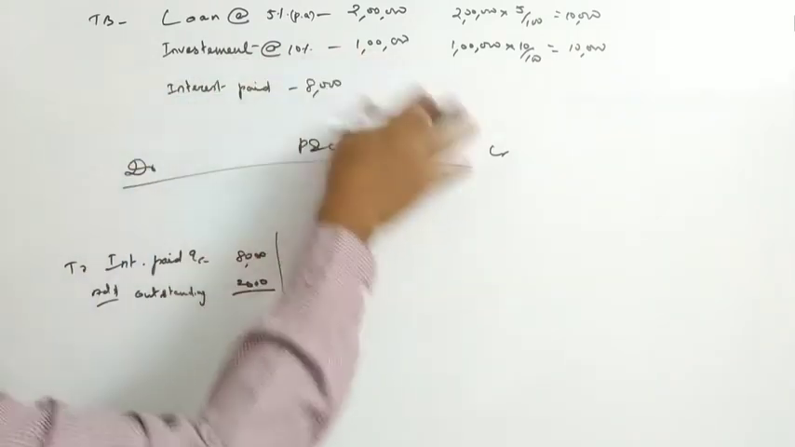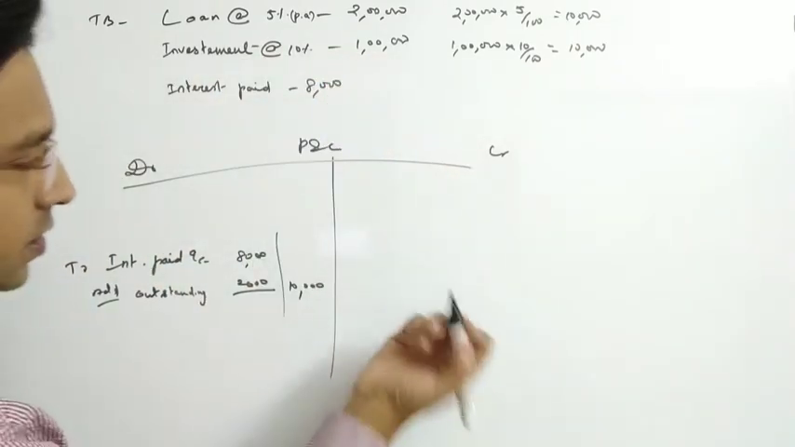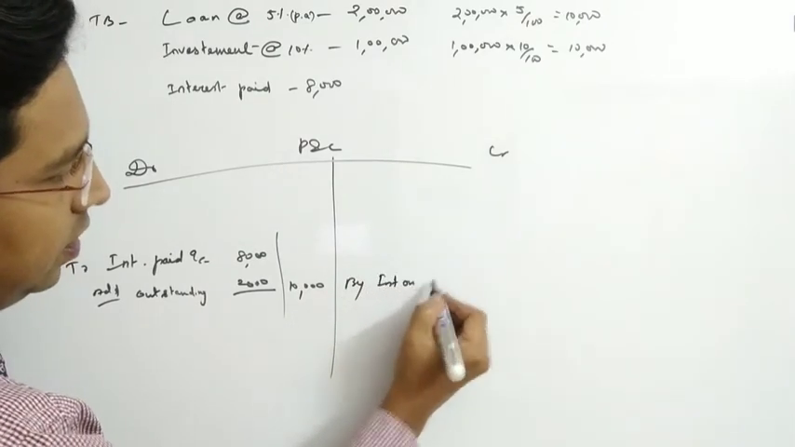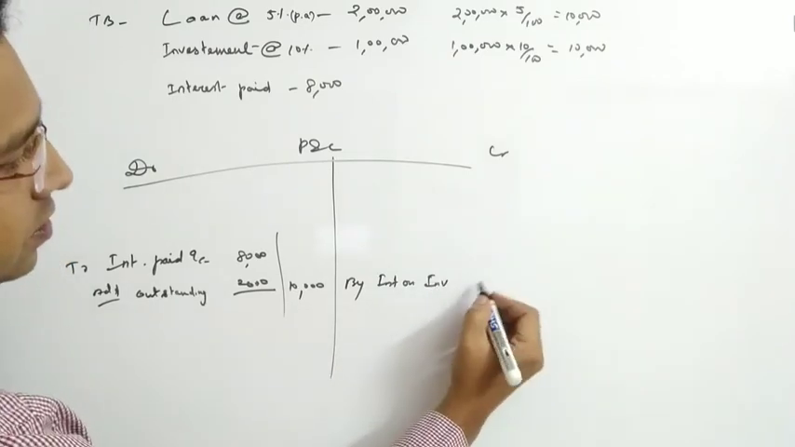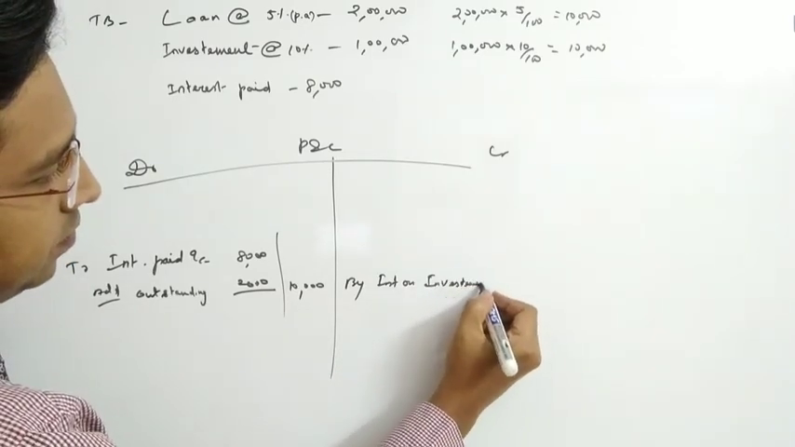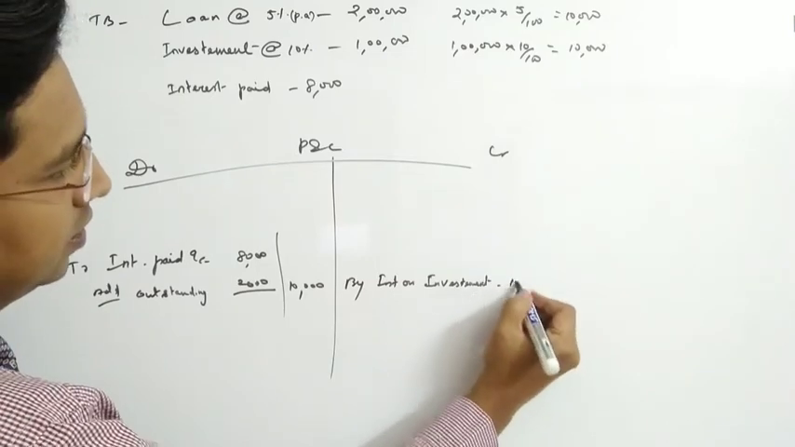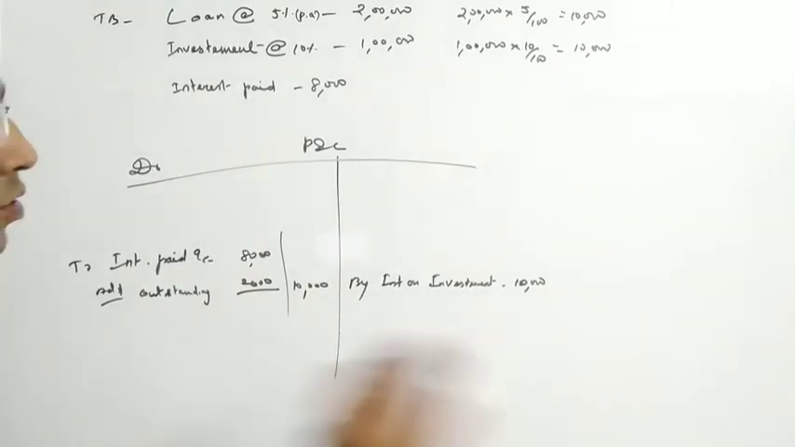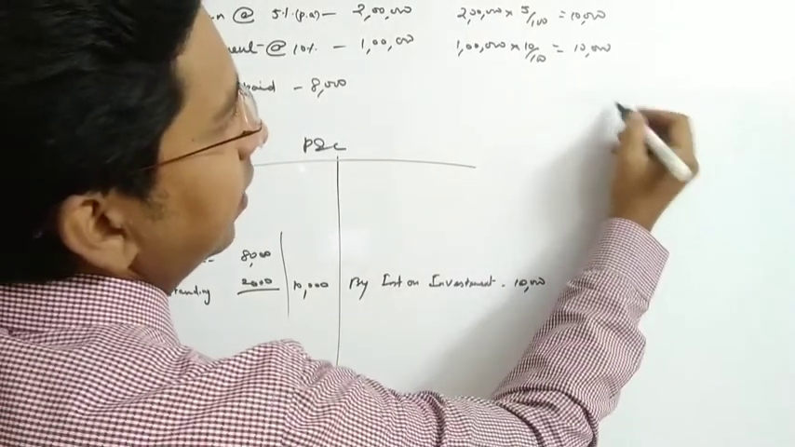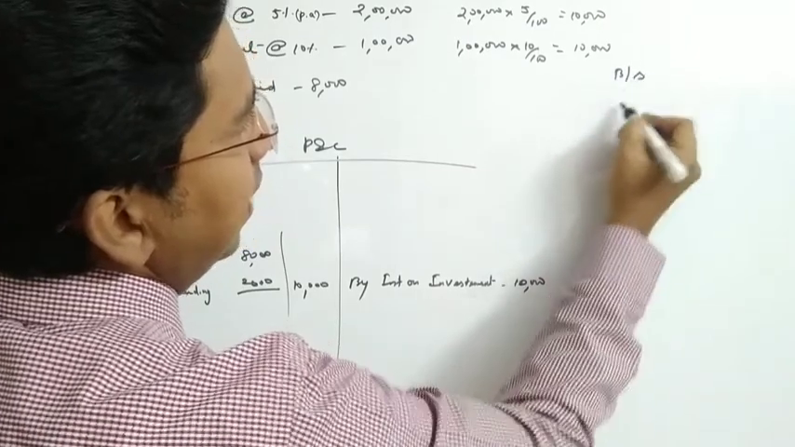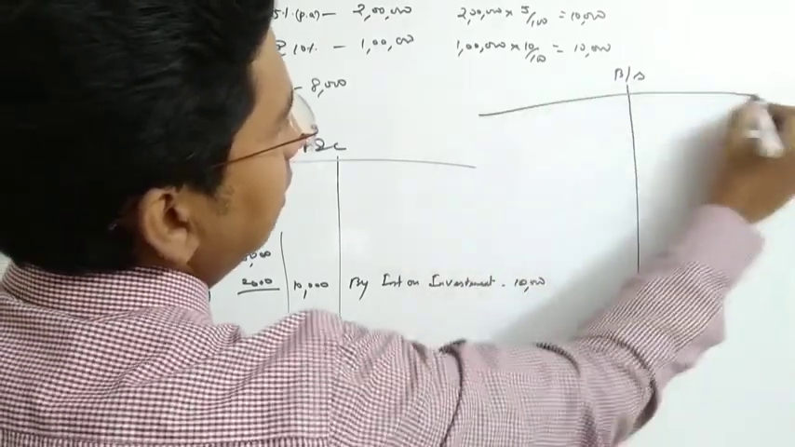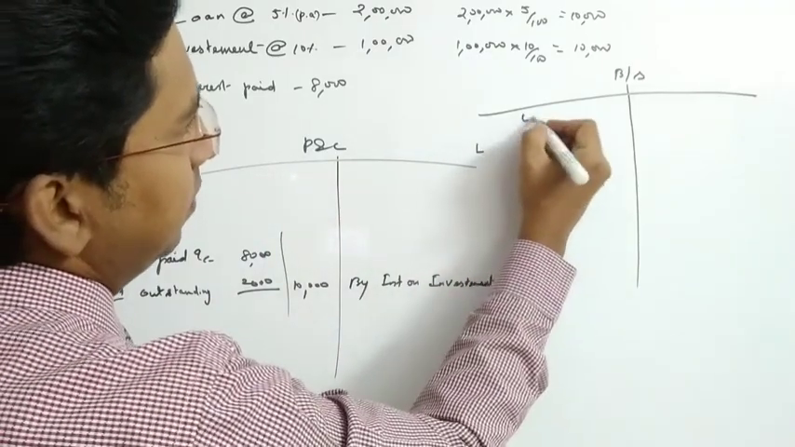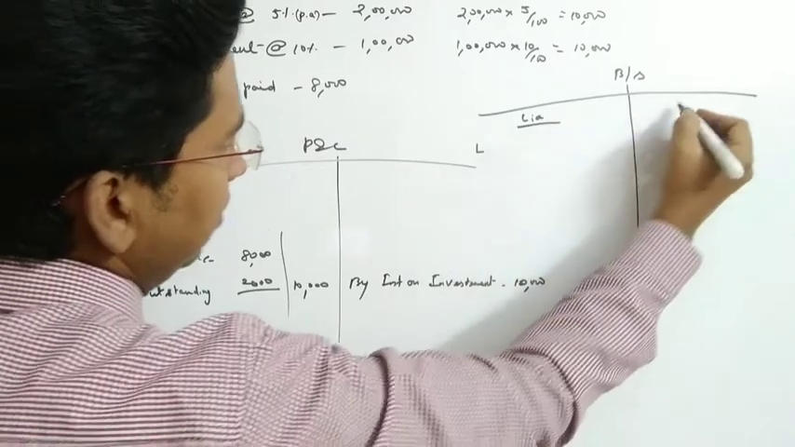In the same way, when it comes to interest on investment, it is an indirect income. So we have to put interest on investment, how much? 10,000. Then, how should it be treated on the balance sheet? So let's do it here. Balance sheet. Since the loan is a liability, write the loan on the liability side. Okay, this is the asset side.